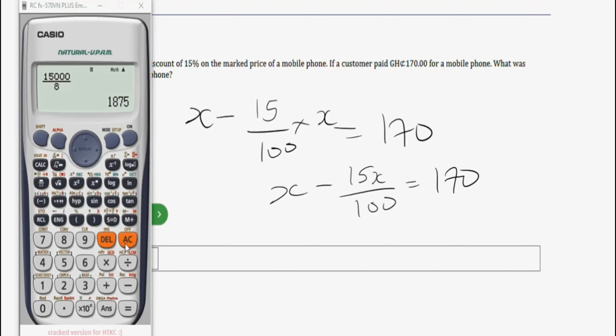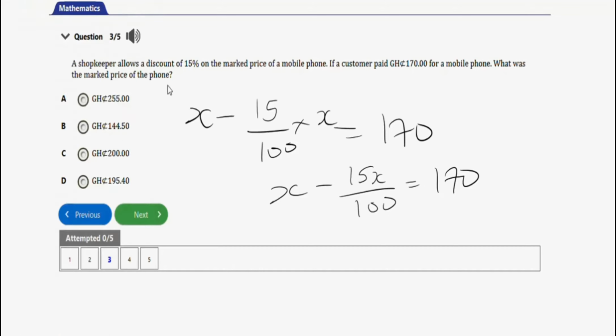So let's remove this, make use of the equation solver. So we have x minus, in fraction, 15x over 100, equals 170 Ghana cedis. To solve this, press shift calc, assign x to be 0, press equal to, so we have it to be 200 Ghana cedis. So this will give you the marked price, the normal price of the phone. So the right option is option C. That's it for this question.